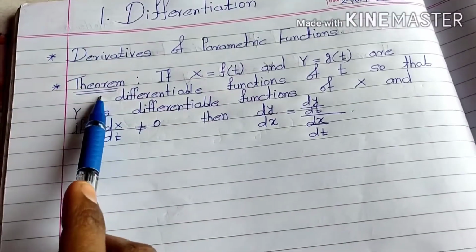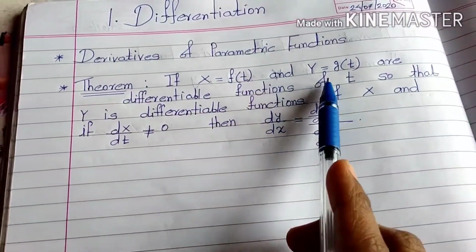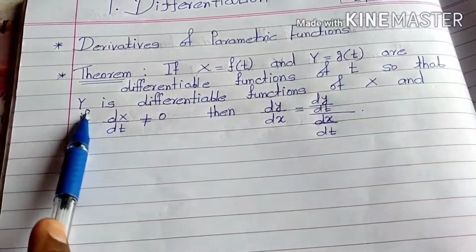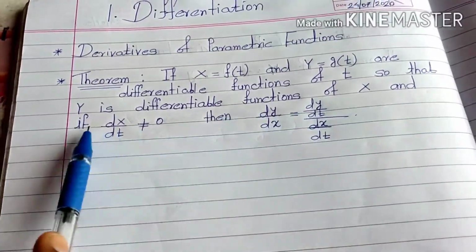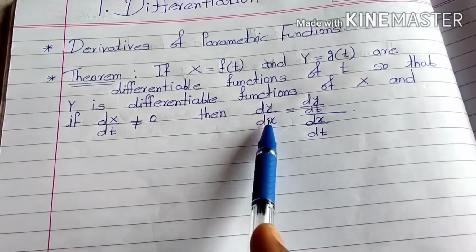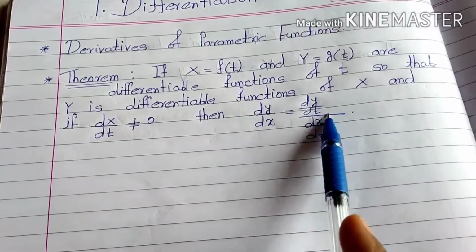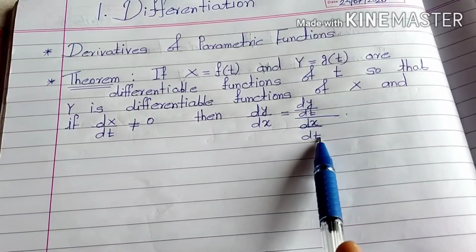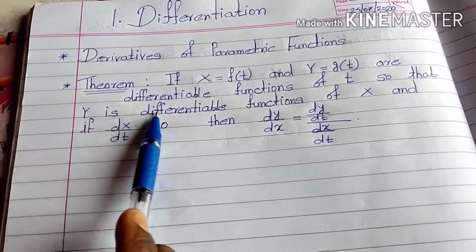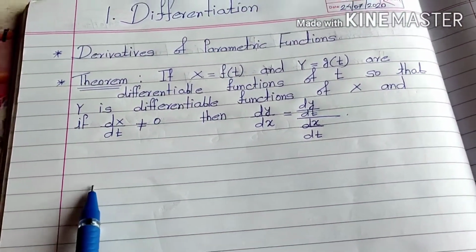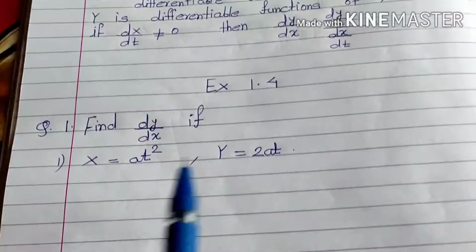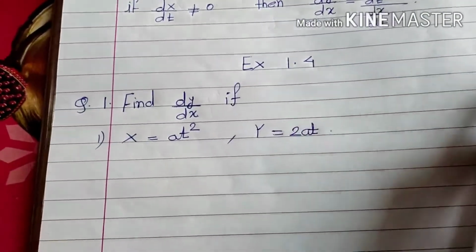So look at this theorem. If x equal to f of t and y equal to g of t are differentiable functions of t, so that y is a differentiable function of x, and if dx upon dt is not equal to 0, then dy upon dx is equal to dy upon dt upon dx upon dt. We can use it as a formula, and the proof is given in our syllabus or you can check it in our books. Now there are some examples on parametric functions.